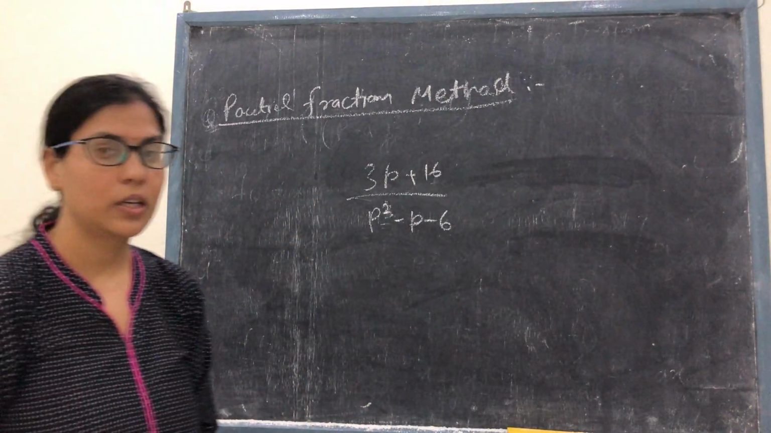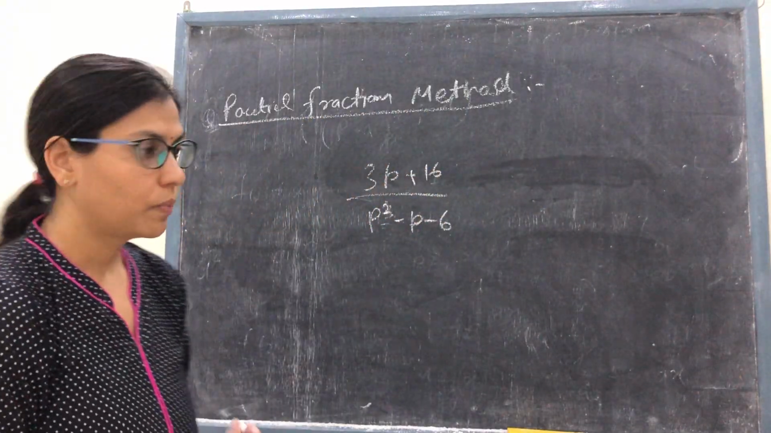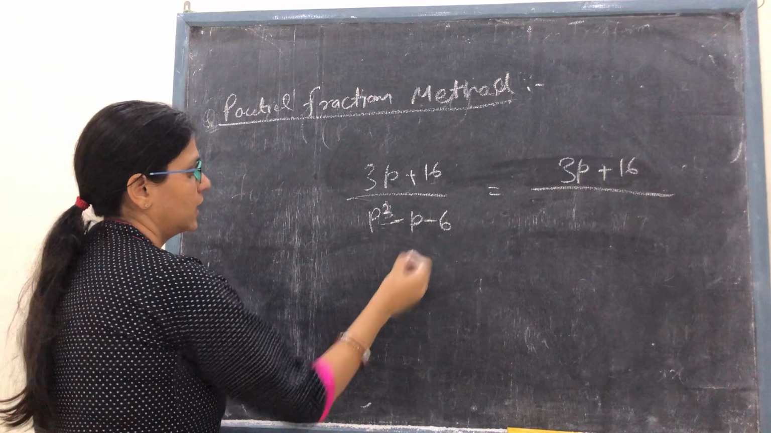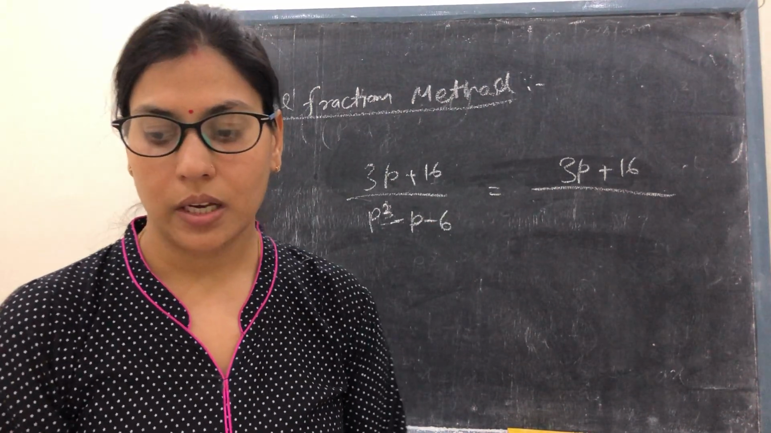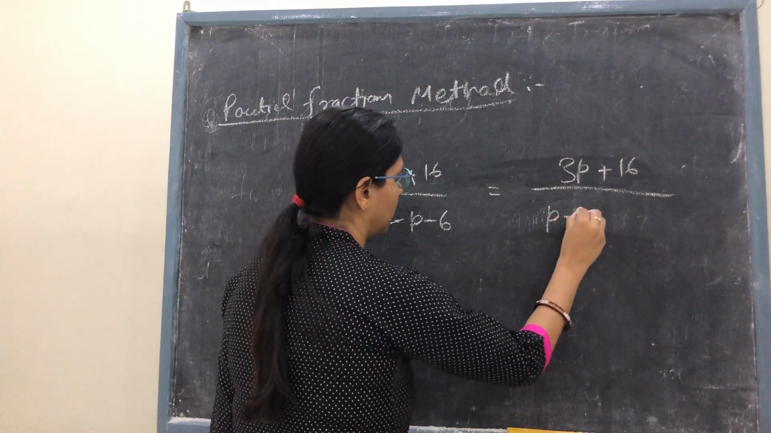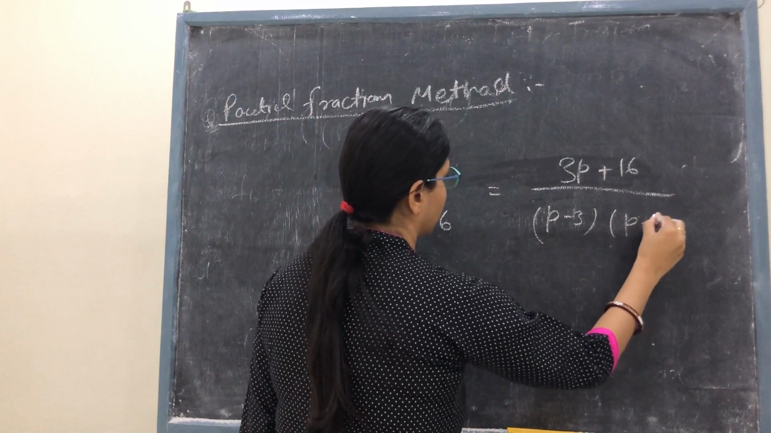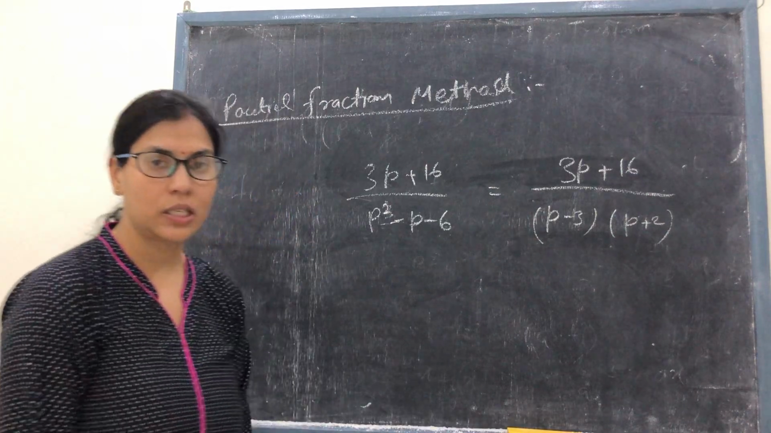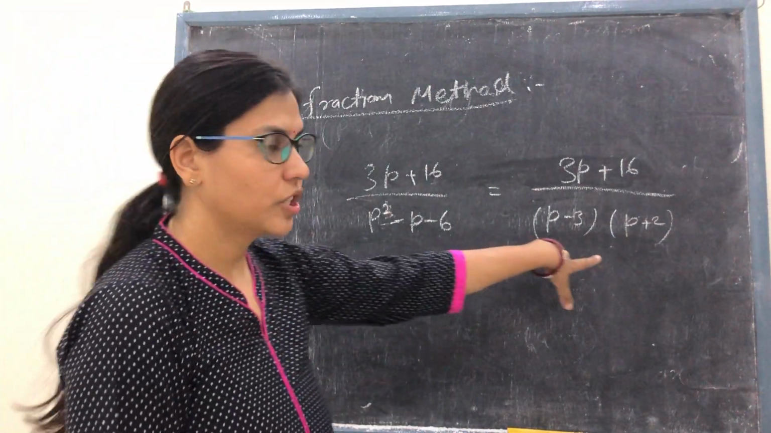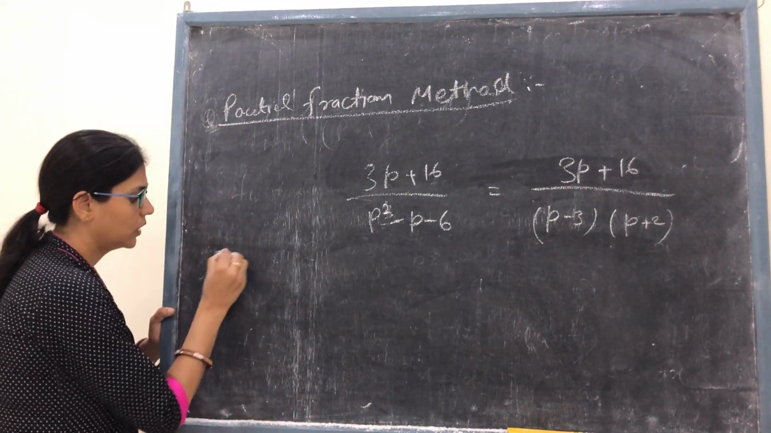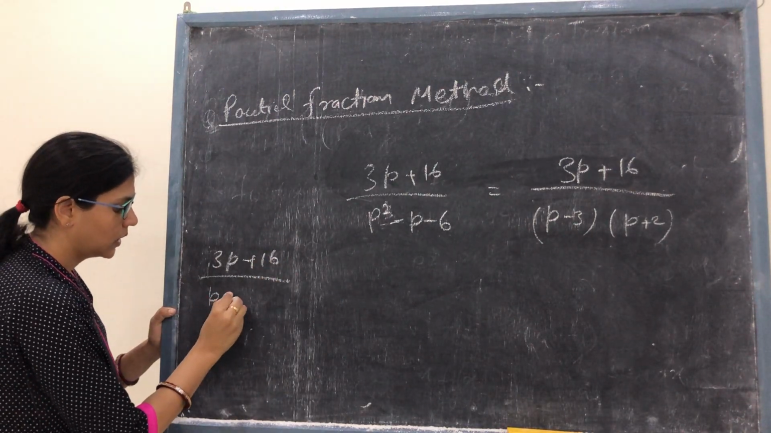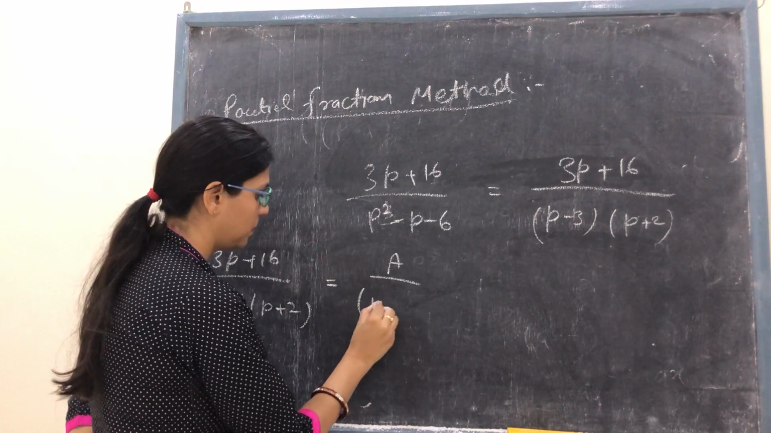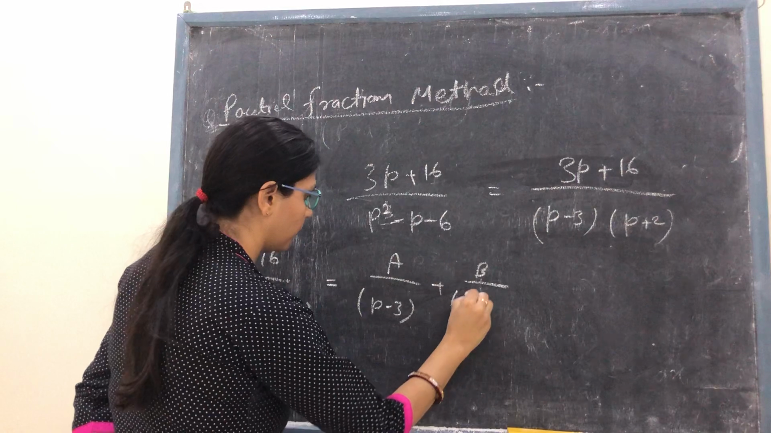तो दैट इज़ आई थिंक हम सब ने पहले पढ़ा है पार्शियल फ्रैक्शंस करना. पार्शियल फ्रैक्शंस हम कैसे करते हैं, जैसे ये हमारे पास है 3p plus 16 और ये p स्क्वायर माइनस p माइनस 6. हमें इसके फैक्टर्स बनाने हैं. तो p स्क्वायर माइनस p माइनस 6 हो सकता है p माइनस 3 इंटू p प्लस 2, p स्क्वायर माइनस 3p प्लस 2p माइनस 6. Now using the partial fraction method, we can write 3p plus 16 over (p minus 3)(p plus 2) as a over p minus 3 plus b over p plus 2.